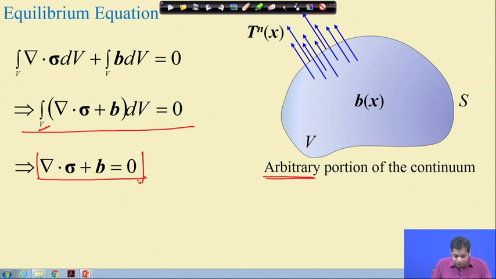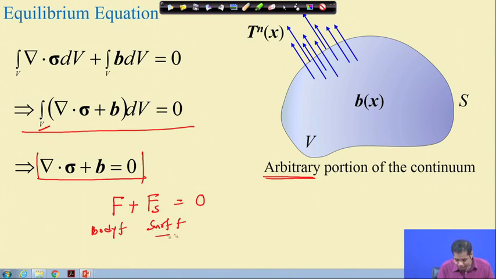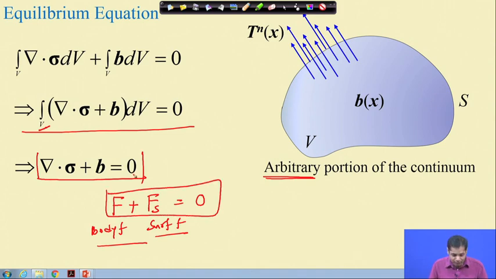Now, you see, you recall our equation was F plus Fs is equal to 0. It was body force, and this was surface force, and this equilibrium equation is now written in terms of stresses.